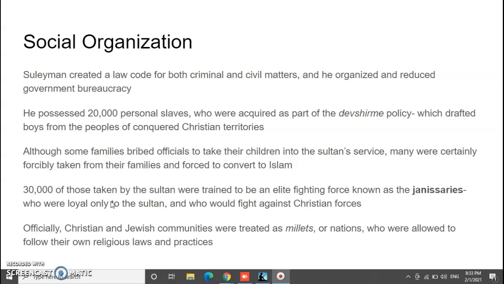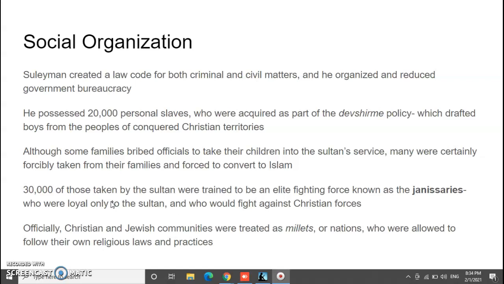There were actually some Christian families who bribed officials to take their children into the Sultan's service, which might seem like an odd thing, right? Why would you want to give your child over to the control of this Muslim Sultan? But it gave them more status, and probably gave their families greater protection as they achieved position in his empire. But that said, while some families did that, others were certainly forcibly taken from their families and forced to convert to Islam.